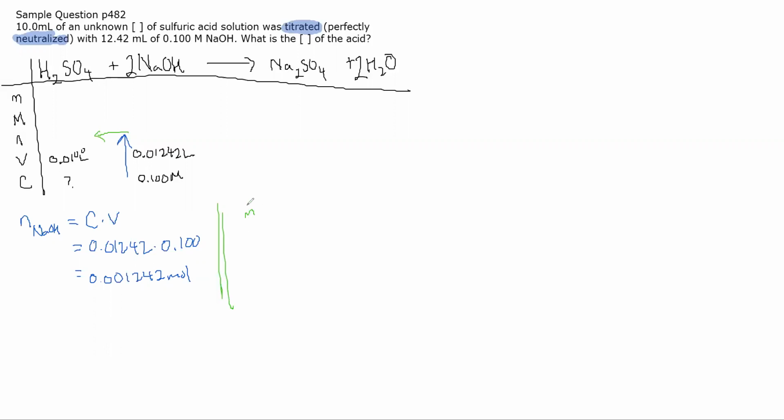All right, next comes, let's write it in green, this arrow. The mole ratio, the number of moles of H2SO4 to the number of moles of NaOH should be 1-to-2. Well, the number of moles of NaOH is 0.001242. So how many moles of sulfuric acid do I have? Cross multiplying, X is going to be 0.000621 moles. So this is 0.000621. Okay, nice.